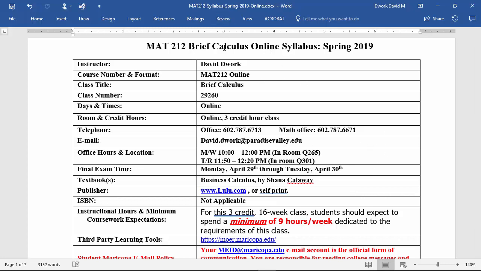Okay, so here we go. Most of this is standard. That's my email. But if you email me, please make sure you do it through Moer. Try not to use this email. It takes me a lot longer to respond if you send it there.